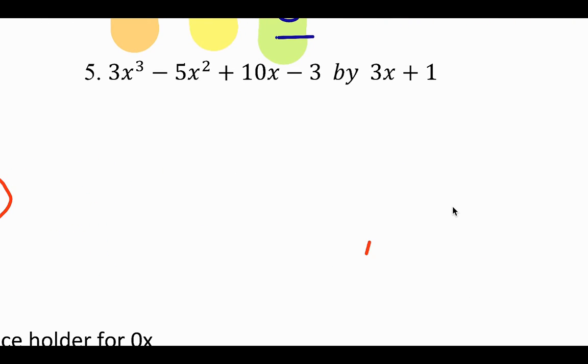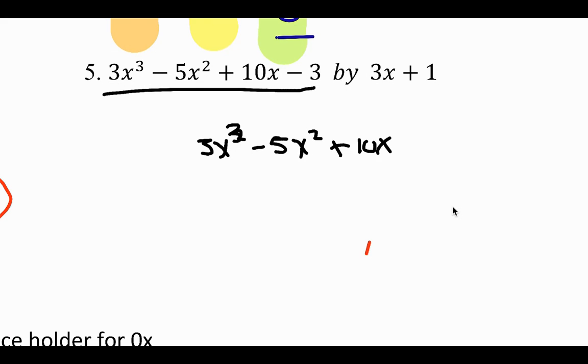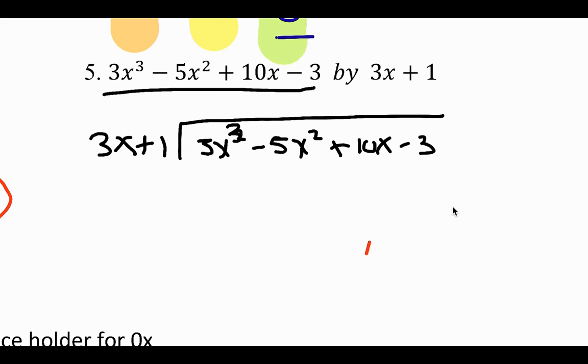So let's look at this next situation. Okay, I'm going to write it out. This time I have 4 terms. Same process, 4 terms. 3x cubed, minus 5x squared, plus 10x minus 3. And that's going to go into 3x plus 1. 3x goes into 3x cubed, x squared times. And I know that because x squared times 3x is 3x cubed. X squared times 1 is just x squared.